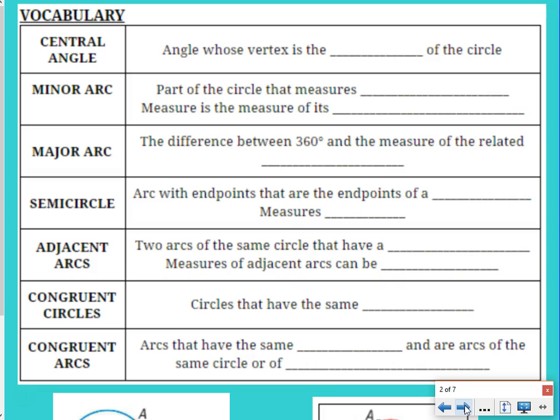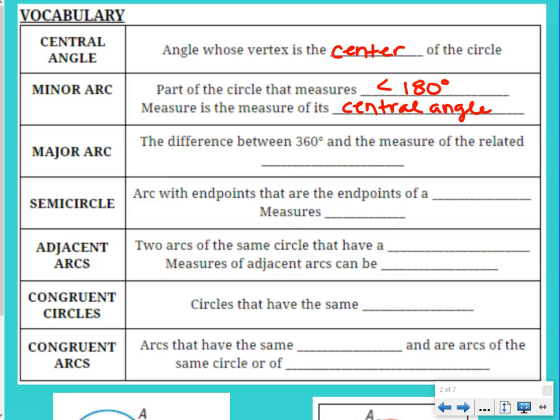Alright, lots of vocabulary for us. Central angle: an angle whose vertex is the center of the circle, kind of in the name. Minor arc: part of the circle that measures less than 180 degrees. And the measure is the measure of its central angle.